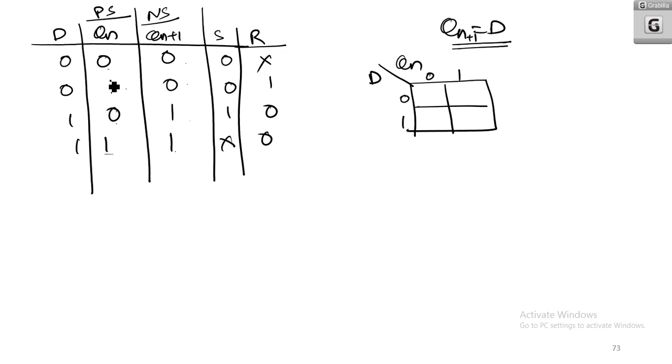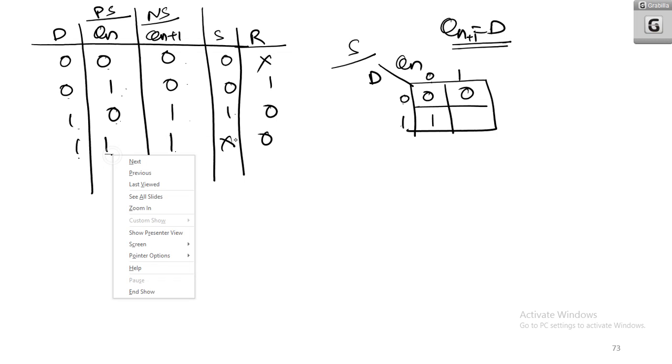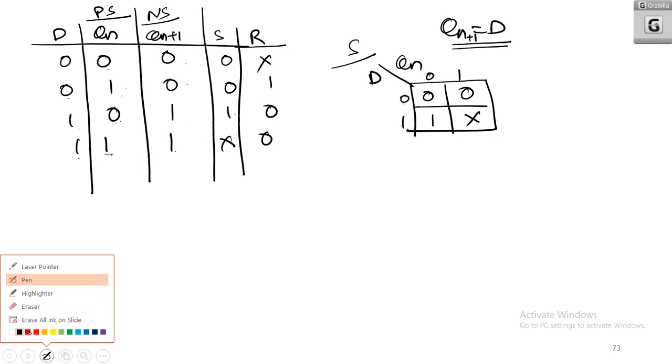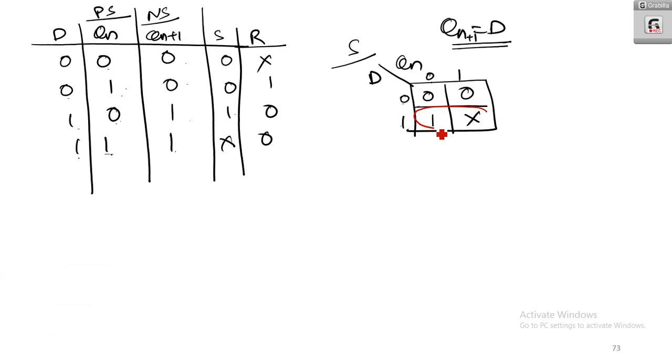I am going to find the expression for S. 0, 0 means S is 0. 0, 1 means S is 0. 1, 0 means S is 1. Then 1, 1 means S is don't care. So here you can club these two. So this is D bar, D, Qn bar, Qn. And if you are clubbing these two, what do you get? You will get S is equal to D.